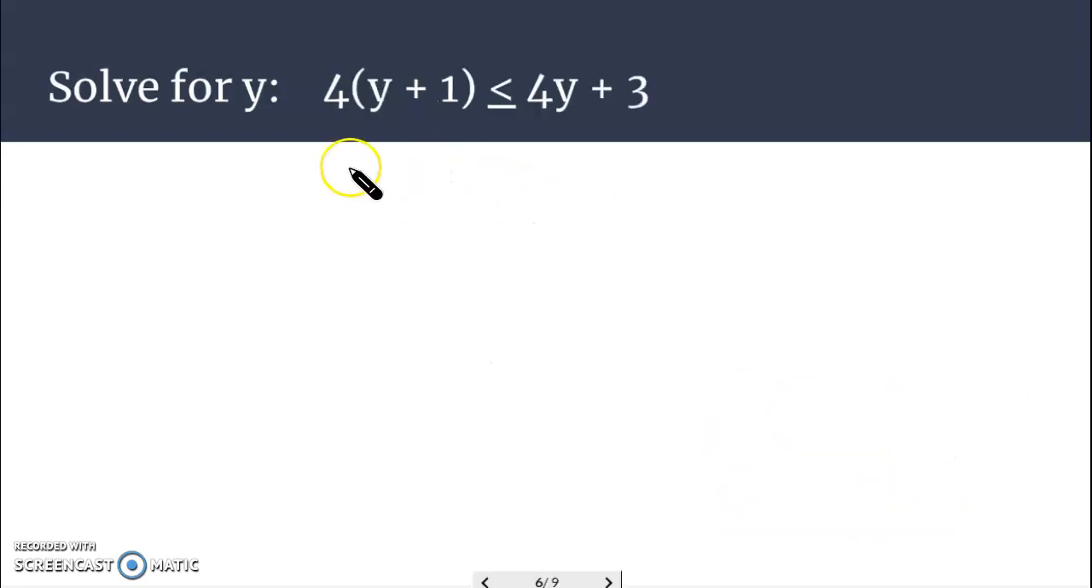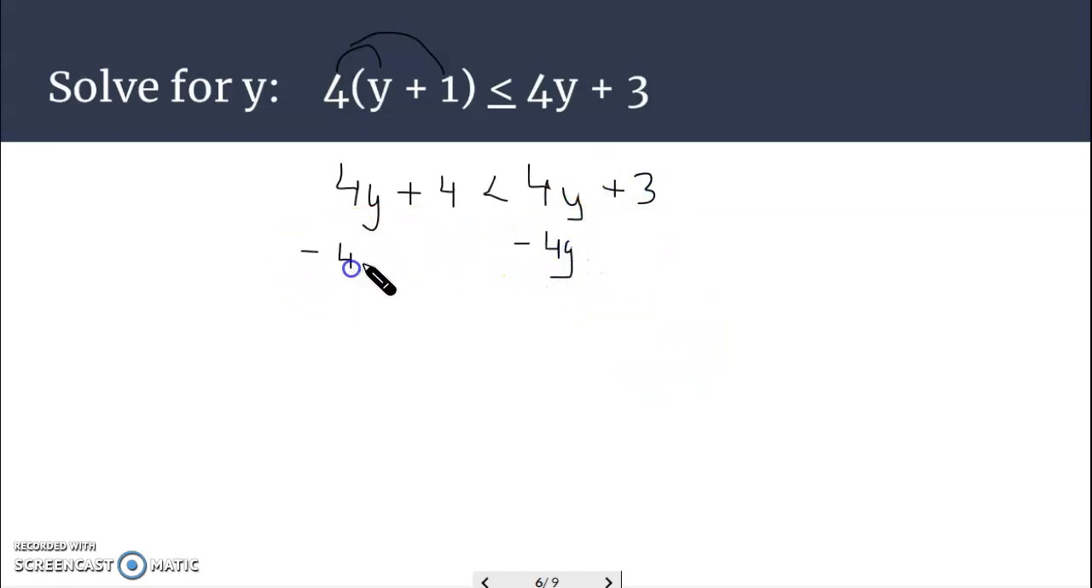Let's look at this one here. We have to apply the distributive property. That 4 is going to need to be distributed to the y and the 1 to get 4y plus 4 less than or equal to 4y plus 3. I'm going to get all the y's together by subtracting 4y from both sides. Notice that cancels out all the y terms. We're left with the inequality 4 less than 3.